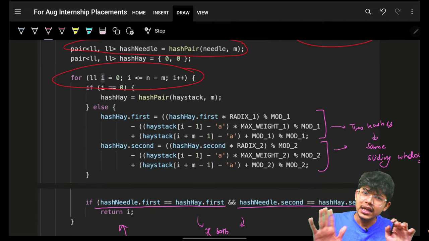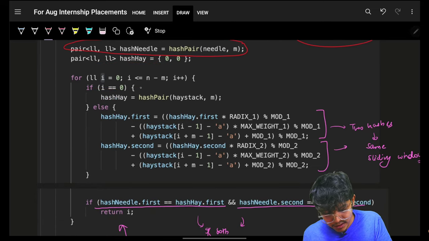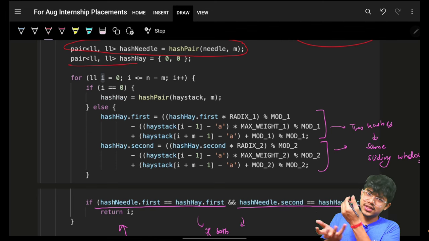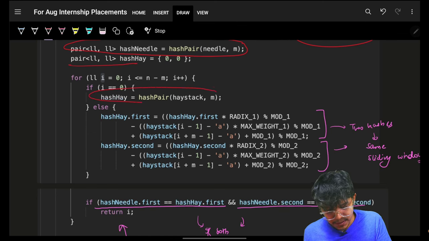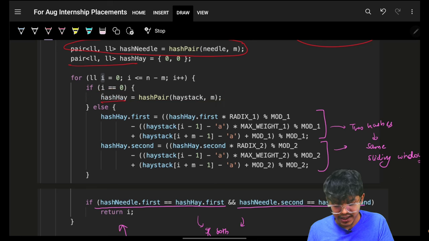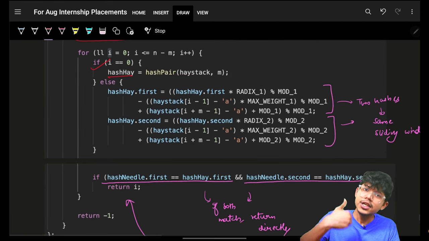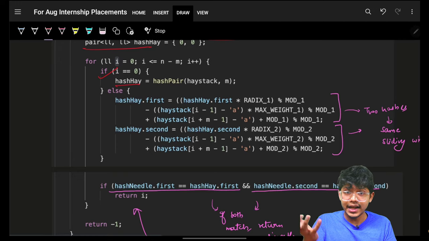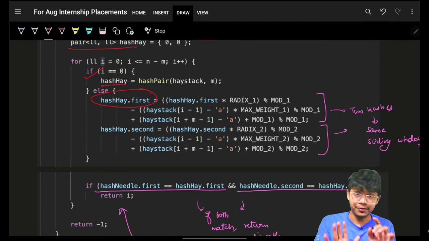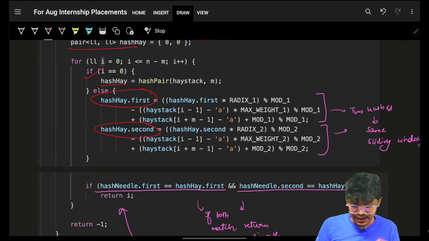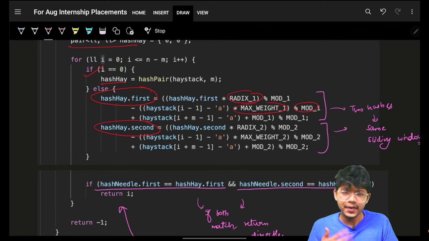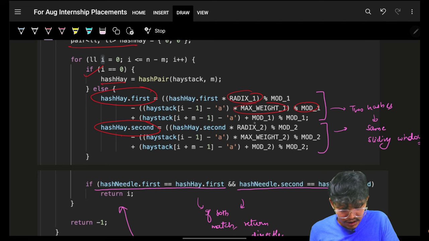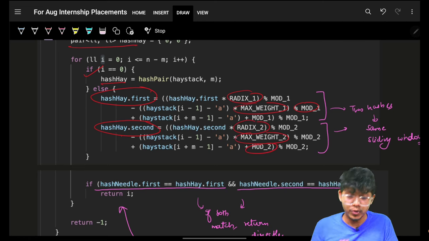Again, exact same thing. It's just that earlier the hash was simply a long long, now it's a pair of long long. So again, exact same stuff: get the hash for i equal to 0. For the other hashes, you just use the sliding window. For the sliding window, I'll compute the first hash, then the second hash, using radix 1, mod 1, and max weight 1. For hash 2, use radix 2, max weight 2, mod 2, and so on and so forth.